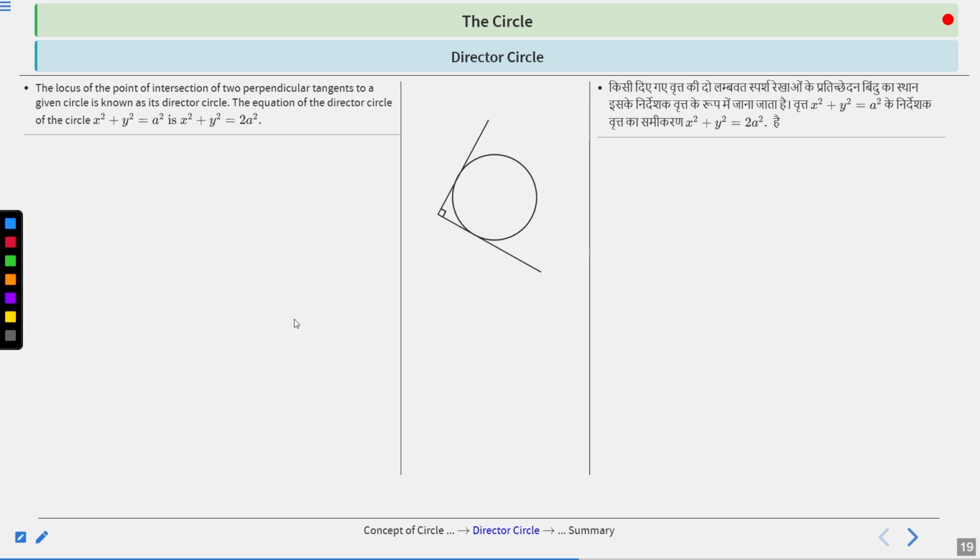We are given a circle. The locus of the point of intersection of two perpendicular tangents to a given circle is known as its director circle, right? The equation of the director circle of the circle x² + y² = a² is x² + y² = 2a². Got it?